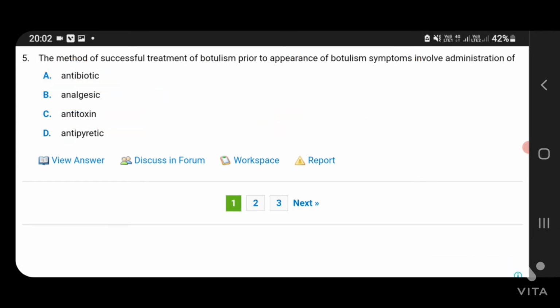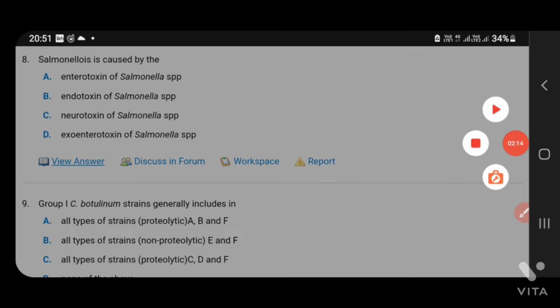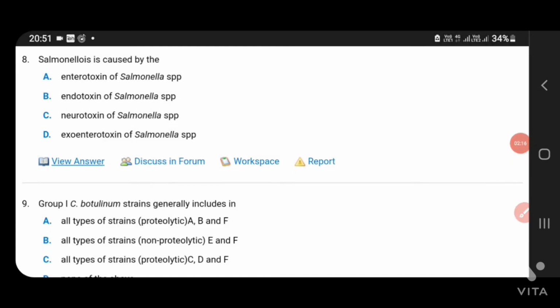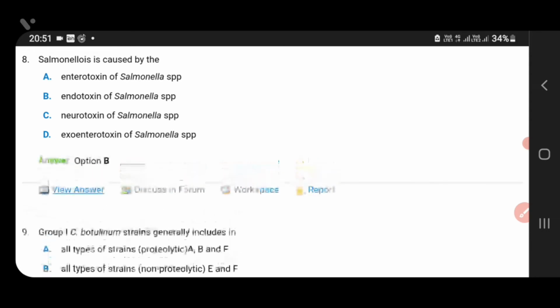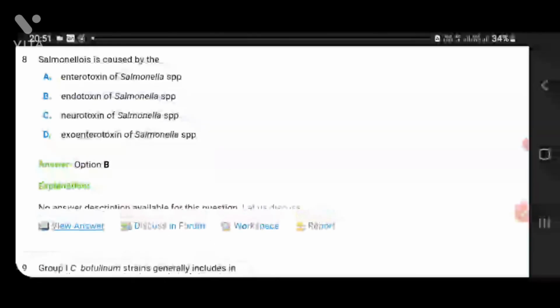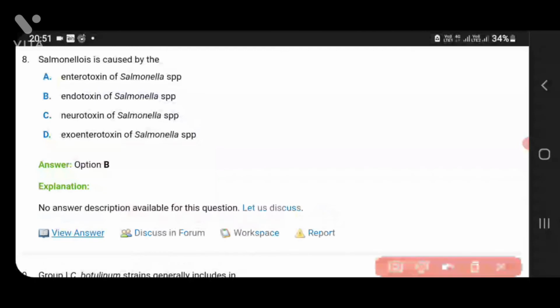Next, salmonellosis is caused by which type of toxin? It is endotoxins.